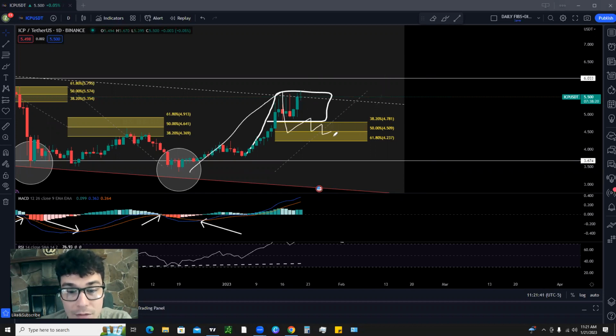If we break through these levels, that's when most likely we're going to get some type of a reversal and come back to test our 3.674 major support level. So that's what you need to look for. That's what you need to pay attention to on ICP.